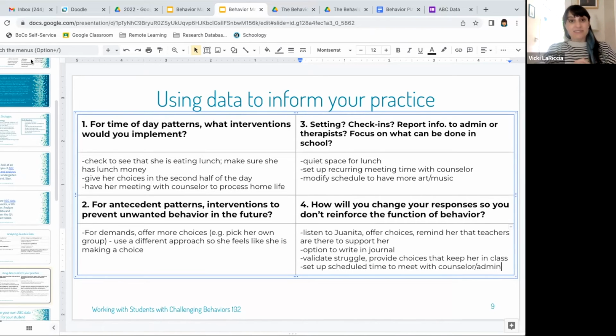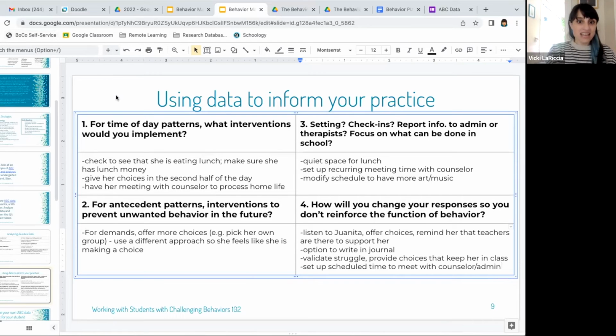Yeah, sometimes if it's not an emergency and the student needs a check-in, they can wait. That way the consequence, which is what happens right after the behavior, isn't Juanita leaving the room right away. You can get that check-in, you can leave when the person that's going to check in with you has time. If it's not an emergency, the student can wait. That way you're not reinforcing that behavior.